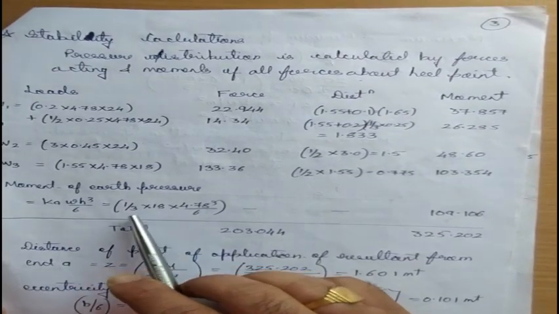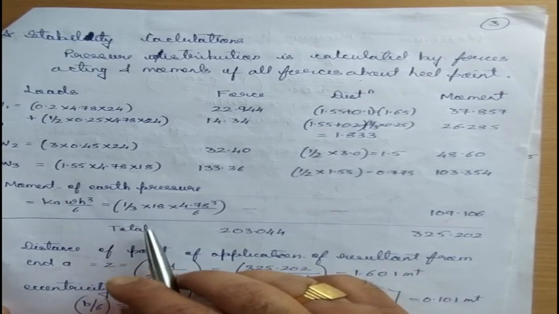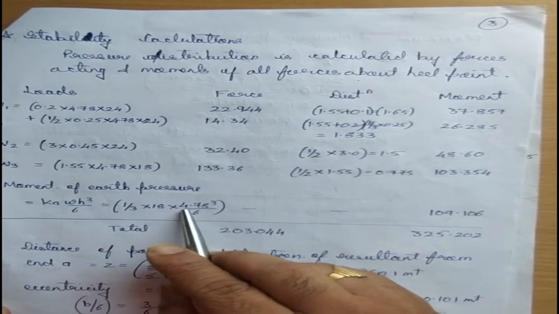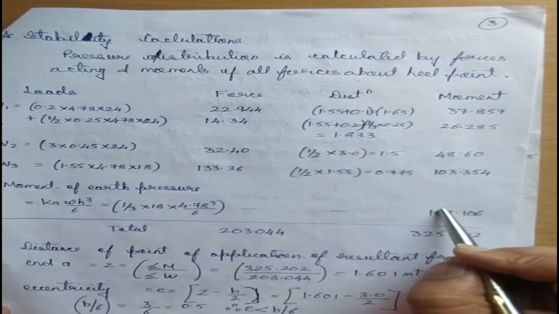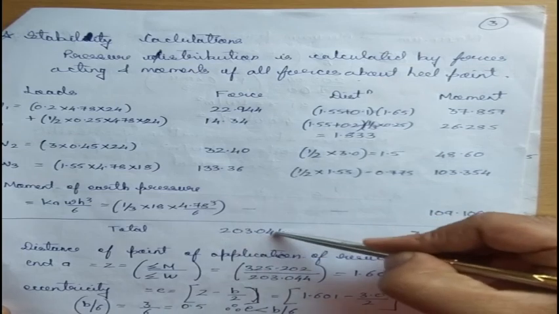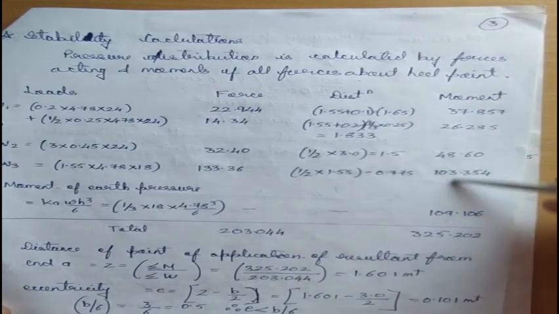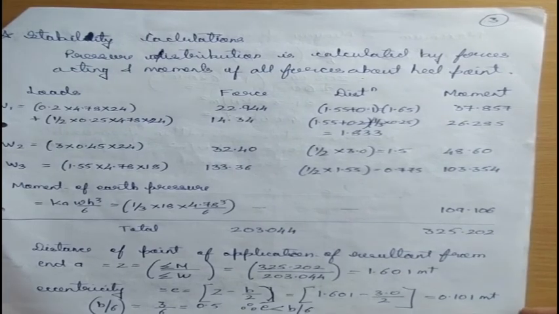So already K we know that 0.33 we have worked out, that is 1 minus sin phi divided by 1 plus sin phi into 18 into 4.78 cube divided by 6. So this is directly moment. So let us take a summation. So summation of all forces, this 203.044, summation of all moment, this 325.202.